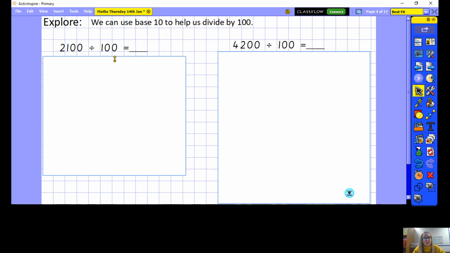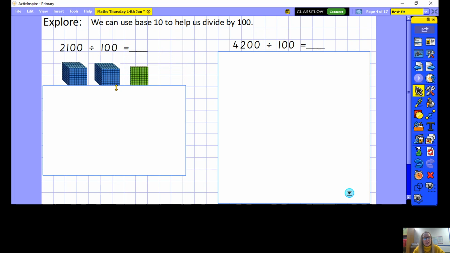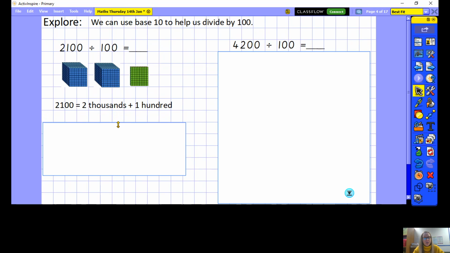Okay, so if I go down here, you can see we make the number 2,100 using Deans by using 2,000 and then a 100. So now we want to think about, we've got 2,100, so that's 2,000s and 100.